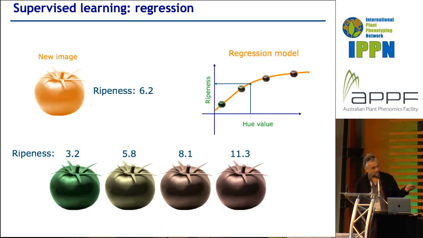You can also do some regression techniques. So if you measure quantities that can be continuously moving, for instance ripeness, continuously evolving from 3.2 to 11.3 here, and you associate this with a measure of color, the U value here, and if you plot them and then make a fit, you can then interpolate when you enter a new image in the database that corresponds to no already pre-trained image, but is in the range of the U value that you had in your training dataset.